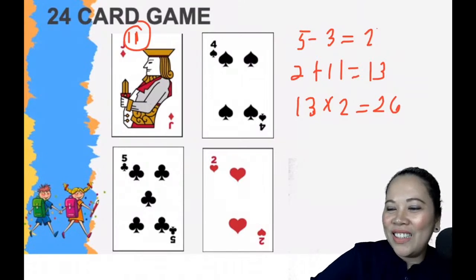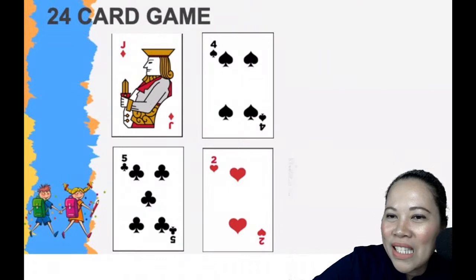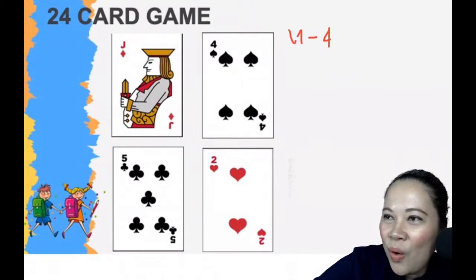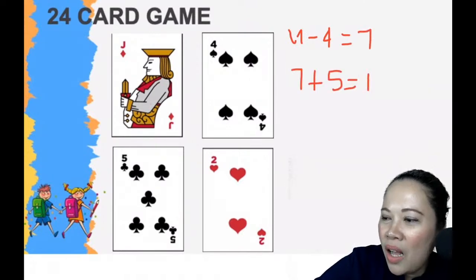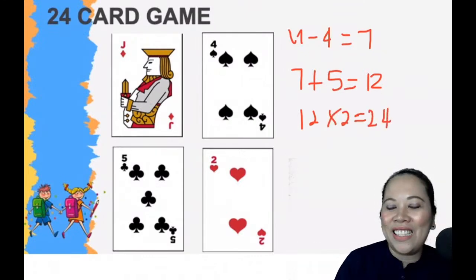Wrong. Again. Okay. Matthew. 11 minus 4 is 7. 7 plus 5 is 12. 12 times 2 is 24. Yes, that is correct.